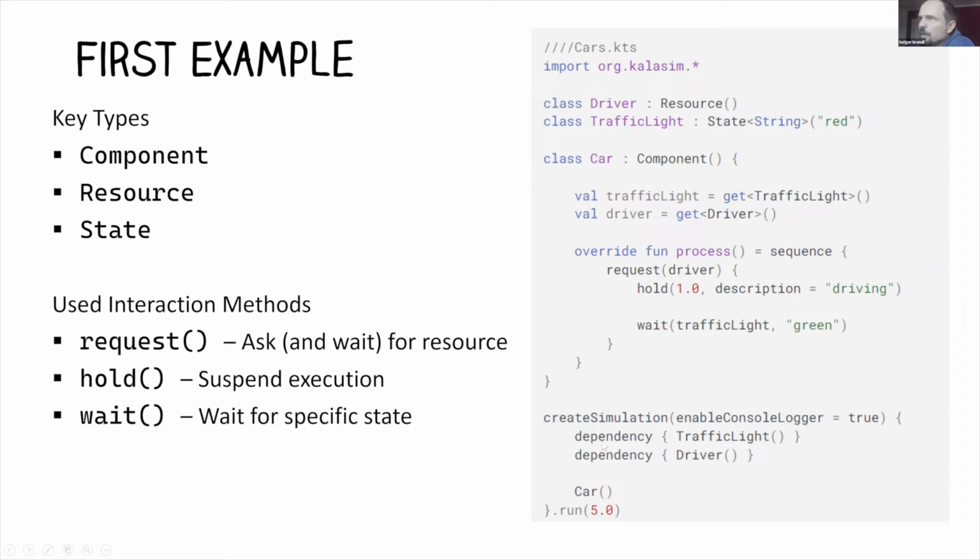And what we also see here are some of the most common interaction methods. So we see the request method to request from a resource. This will also potentially stall until a driver becomes available. Then we have hold, which will suspend execution of a particular process for a given amount of time. And then we have wait, which allows us to wait for a specific state.